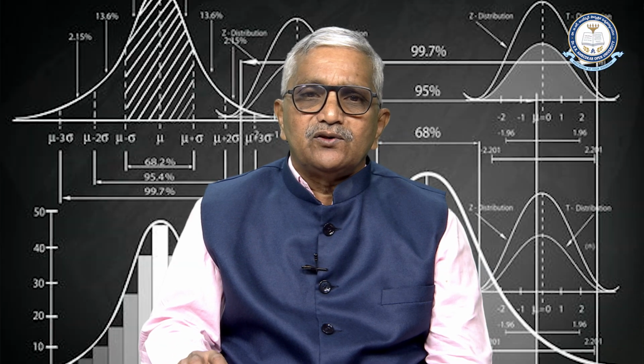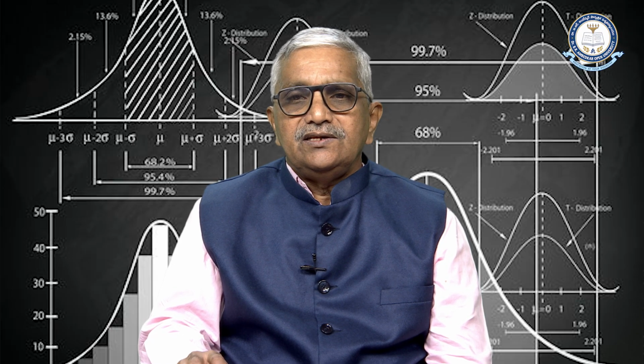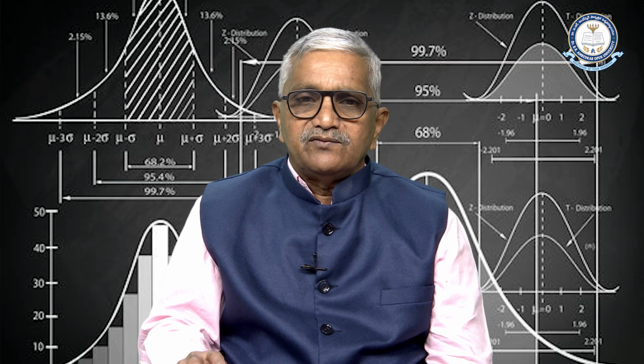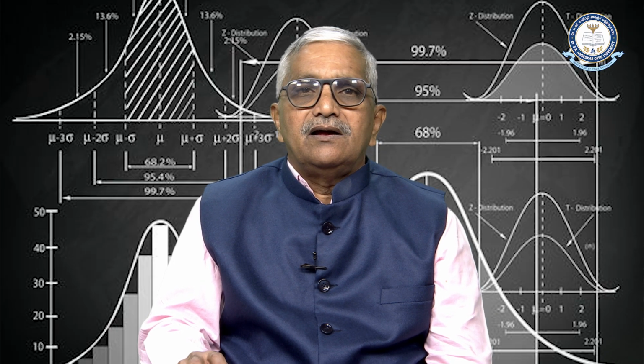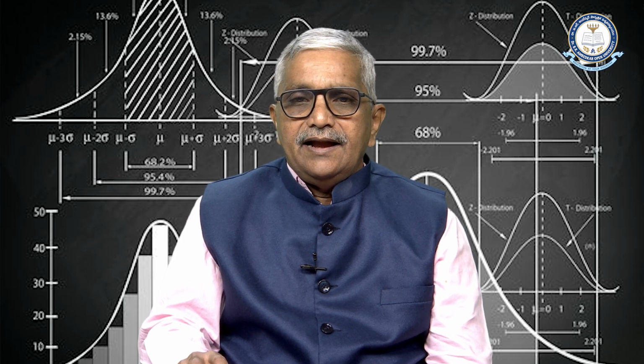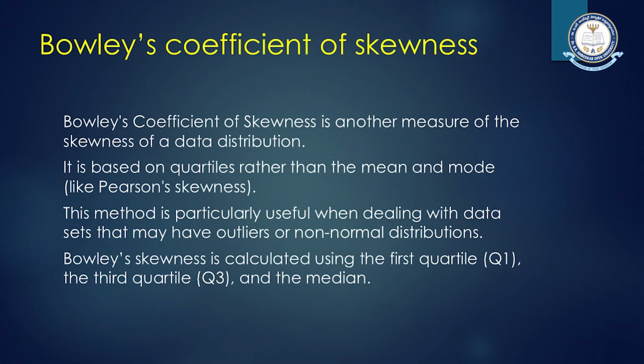The next measure of skewness is Bowley's coefficient of skewness. Like Karl Pearson's coefficient of skewness, it measures the skewness in the distribution. It is based on quartiles and not based on mean and mode as in the case of Pearson's coefficient of skewness. This method is particularly useful when dealing with data sets that have outliers or the distributions are non-normal.